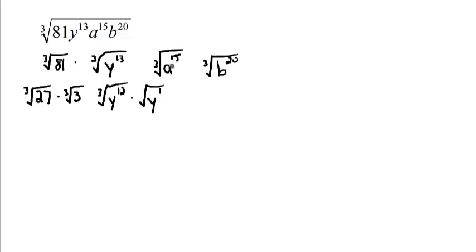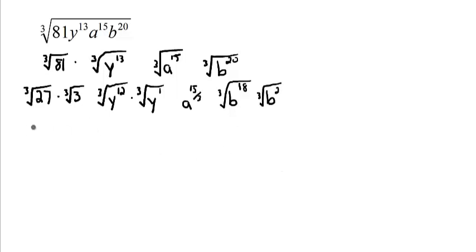Now continuing on, is 15 divisible by 3 evenly? Yeah, so I could just do a to the 15 divided by 3. And then is 20 divisible by 3 evenly? No, so how many do I have to take out? That would be 2, because if 20 becomes 18, then 18 divided by 3 will be 6. So I'll say b to the 18th power. We want to take the cube root of this. Oops, I forgot a cube root over here. And then we need a b squared. We're going to take the cube root of that.